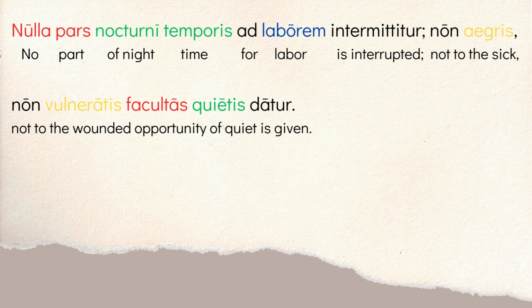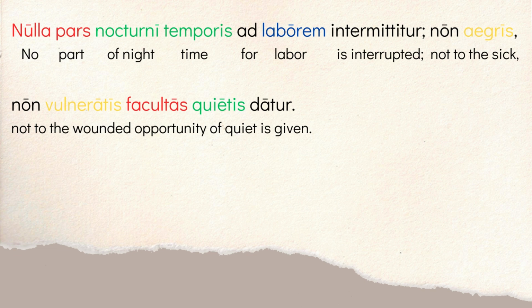Then you have the next line. You have nulla pars nocturni temporis ad laborem intermittitur. Non aegris, non vulneratis facultas quietis datur. So you have nulla pars, no part of the night, nocturni, of the time of the night, of nighttime, you might say. Intermittitur is interrupted for the labor, right? Ad laborem. So in other words, it's saying they're working basically through the night, right? So I guess you say literally no part of the nighttime for work is interrupted is probably a better way to do it. It's not saying it's interrupted for the work, but it's the part of the night for work is interrupted.